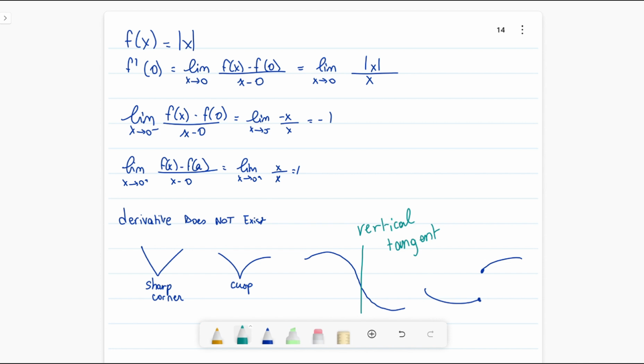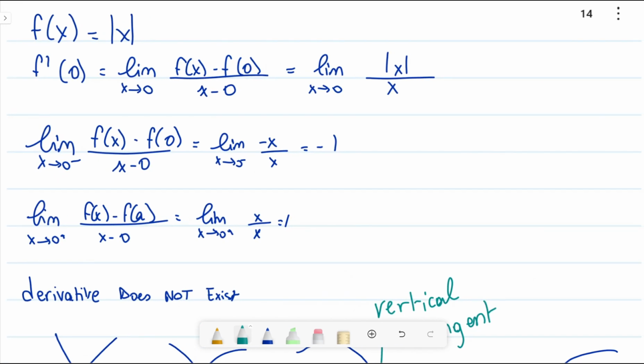F of x equals absolute value of x. Let's try to find the derivative at x equals 0. So now we are back to finding the derivative at a point. So let's use one of the definitions we learned, which is limit of f of x minus f of a, in our case a equals 0, divided by x minus a as x approaches 0. So limit of f of x minus f of 0 divided by x minus 0 as x approaches 0. So this is the limit.